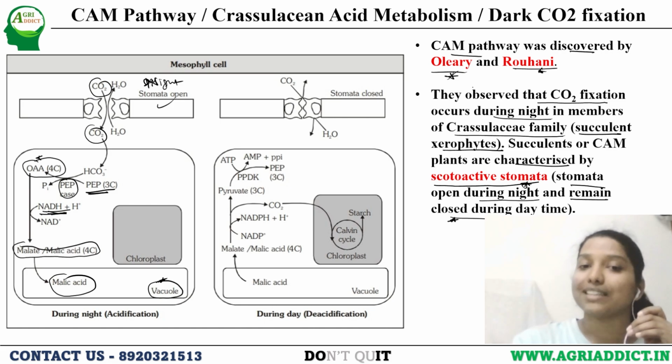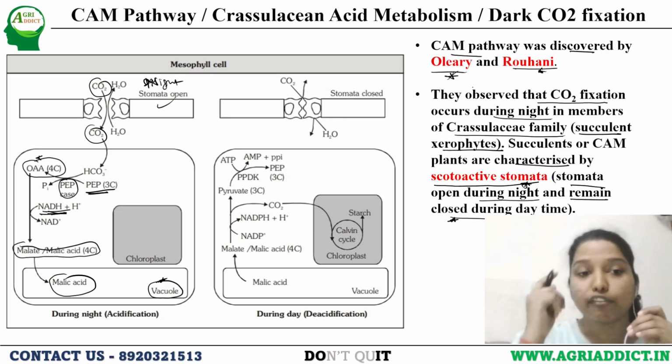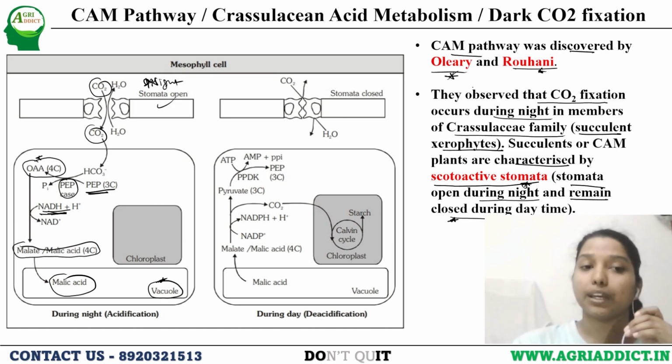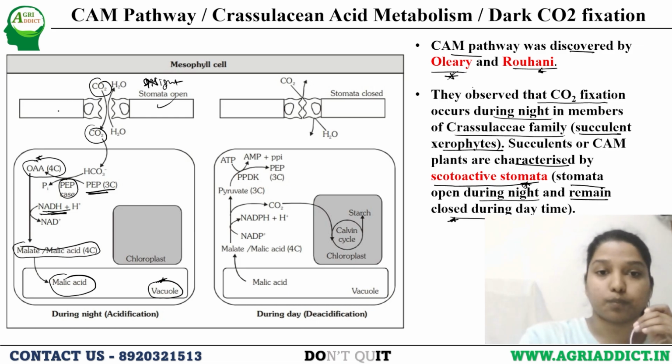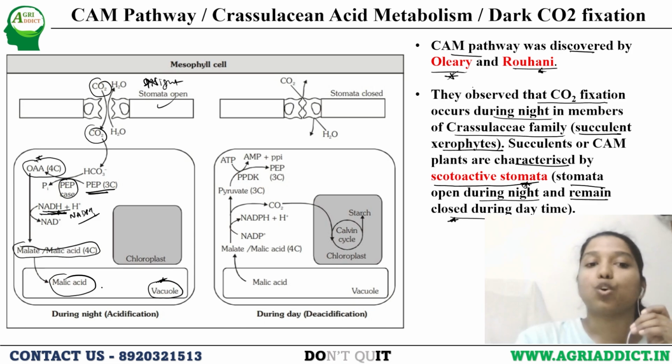Now it is forming oxaloacetic acid, a 4-carbon compound, with the utilization of one NADPH2. There is some error here; this should be NADPH2. Okay, one NADPH2 it is using, converted into malate or malic acid, and this malic acid will be stored in vacuole.